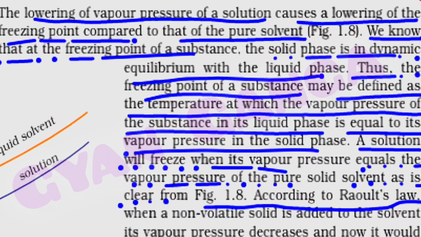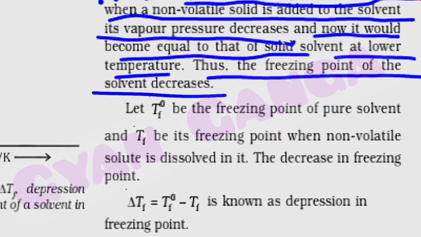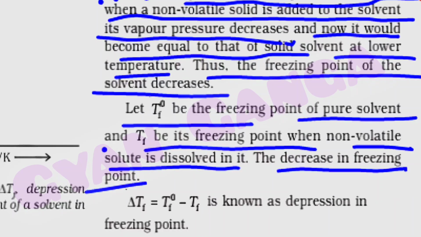According to Raoult's law, when a non-volatile solute is added to solvent, its vapor pressure decreases, and now it would become equal to that of solid solvent at a lower temperature. Thus, the freezing point of the solvent decreases. Let Tf° be the freezing point of pure solvent and Tf be its freezing point when non-volatile solute is dissolved in it. The decrease in freezing point, ΔTf = Tf° − Tf, is known as depression in freezing point.